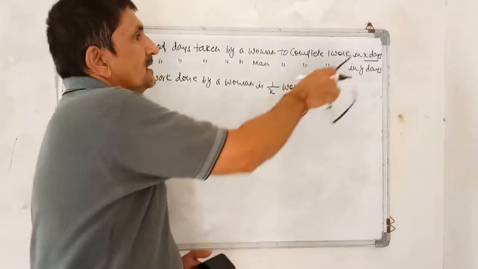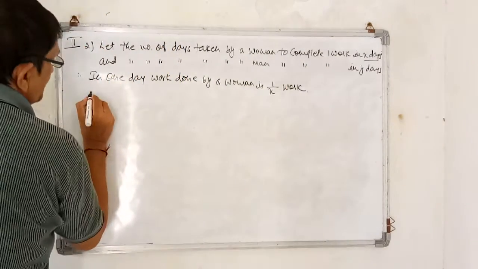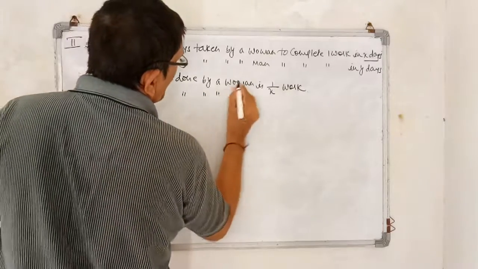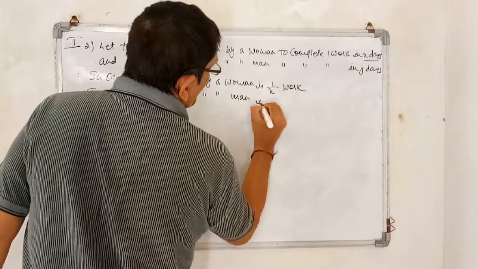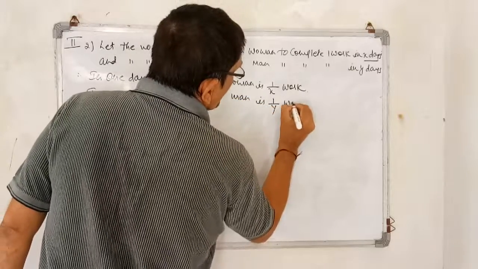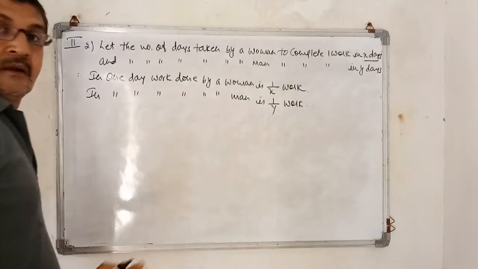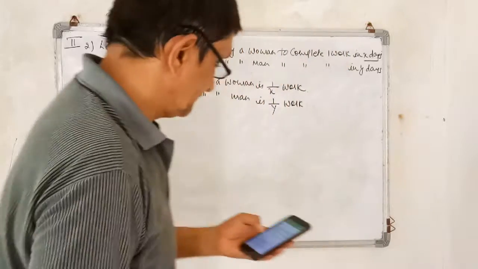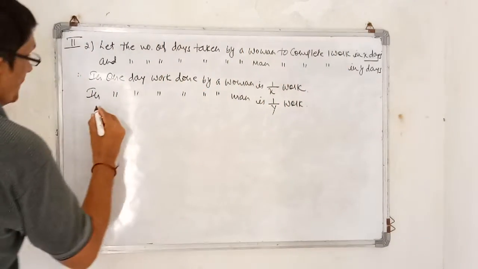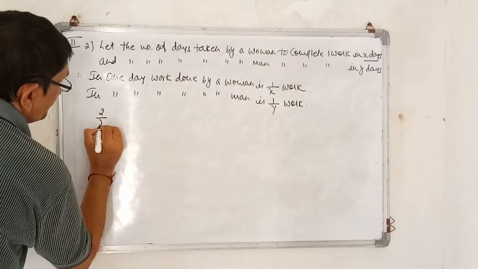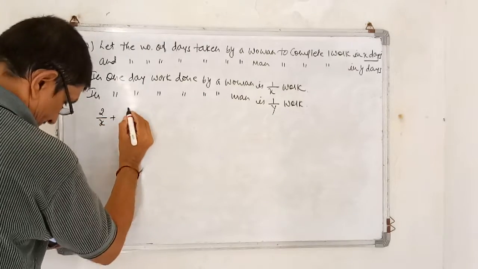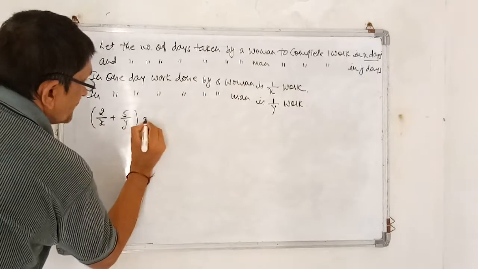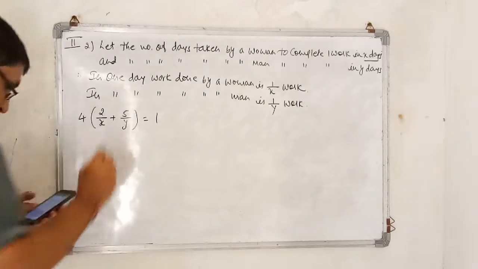Okay, similarly for the man, in one day the work done by a man is 1 upon Y work. Now what is there in the question? Can 2 women and 5 men complete the whole work in 4 days?